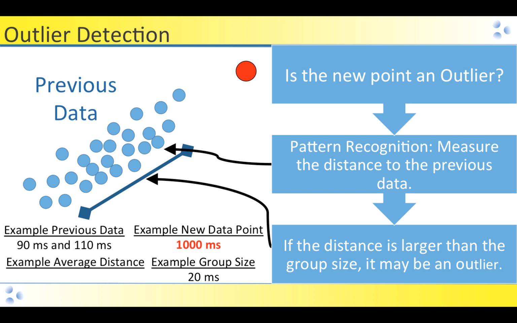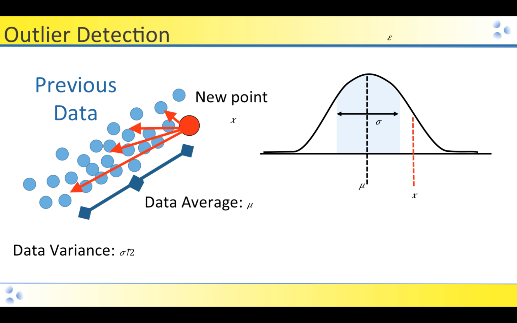However, what if I look at a data point that comes in at 1,000 milliseconds? In that case, my average distance to the previous data points is 900 milliseconds, which is significantly larger than the example group size, indicating that this might indeed be an outlier data point.